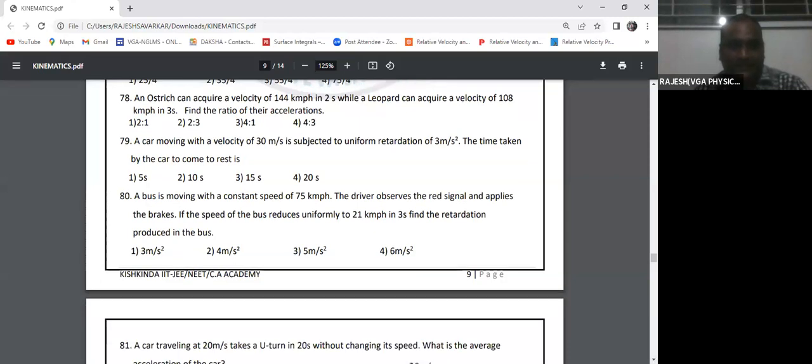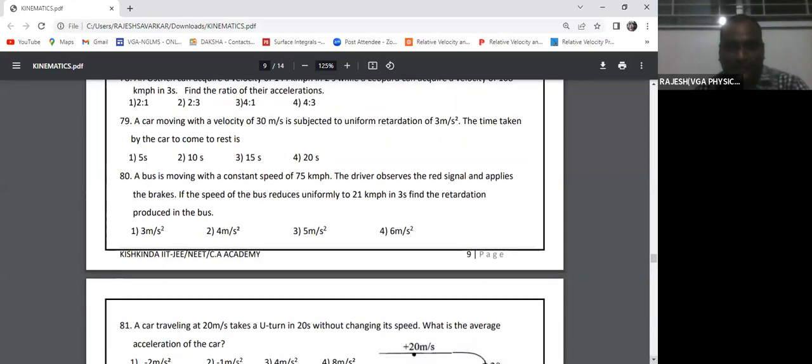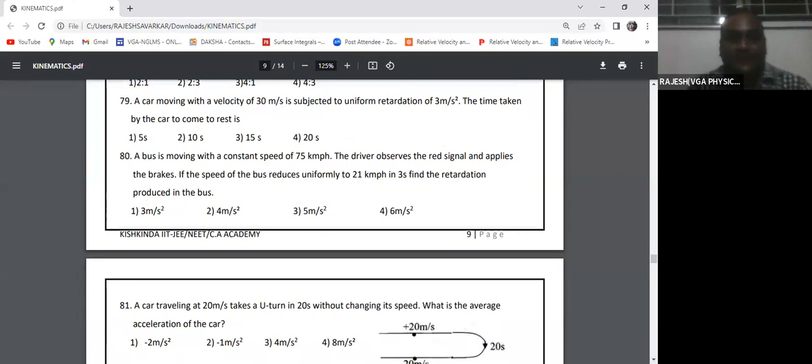A bus is moving with a constant speed of 75 km per hour. The driver observes the red signal and applies the brakes. The speed of the bus reduces uniformly to 21 km per hour in 3 seconds. So what is the change in velocity? 54 km per hour. Then you can convert 54 into 5 by 18. That is 15. 15 by 3, 5 meters per second square.